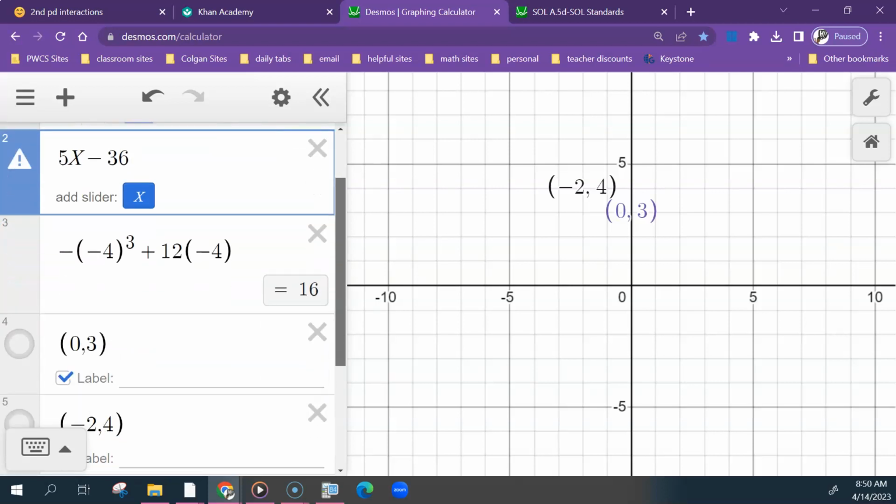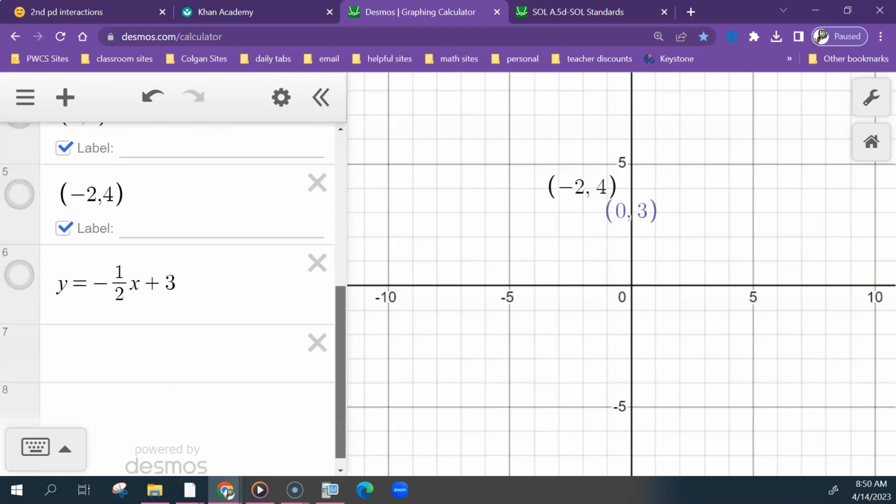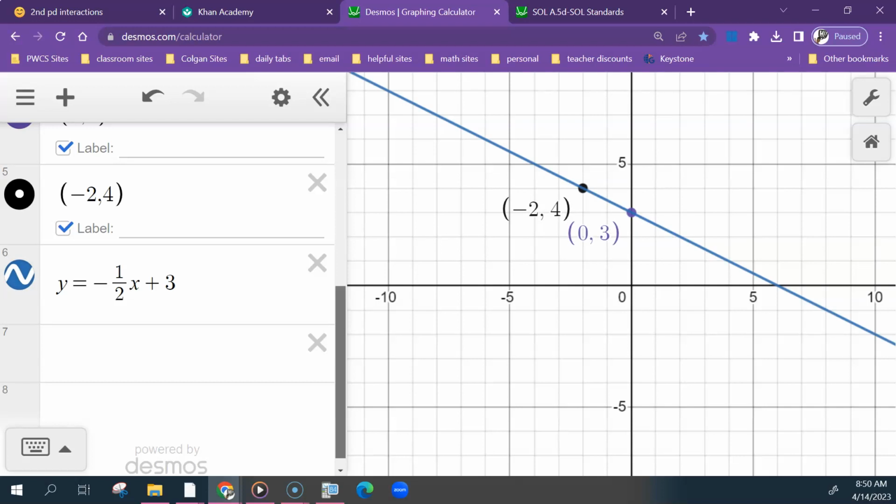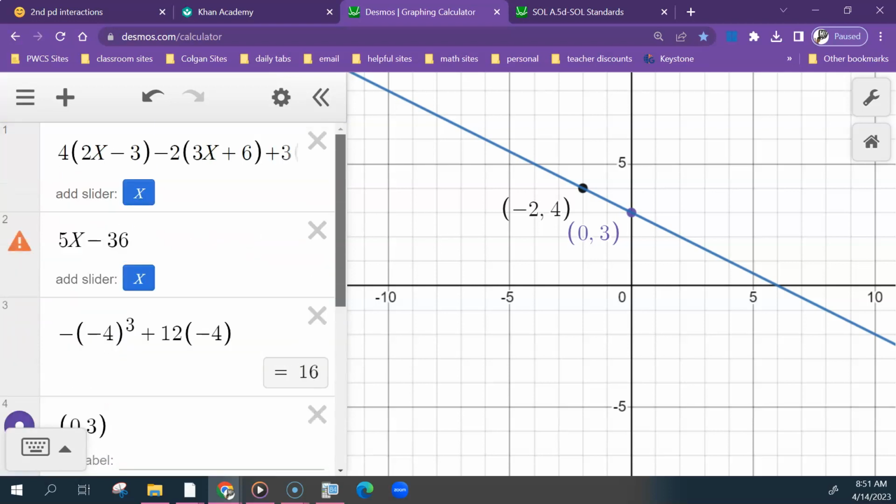And then 5, if I plot the 2 points that were given, now you could do this algebraically, but in Desmos, if you plot the 2 points that were given, it gives you your y-intercept, so you just have to find your slope, which would be -1/2. So the equation would be y equals -1/2 x plus 3. Questions on that one? Yes, 5x minus 6.